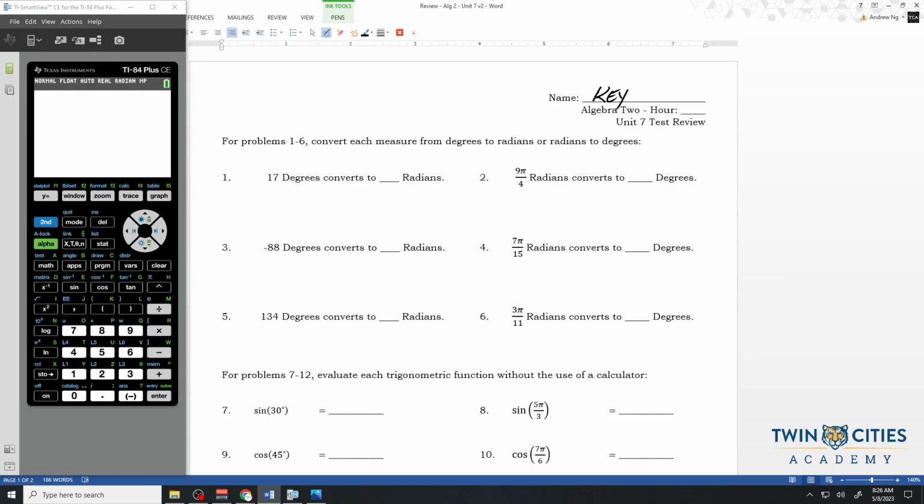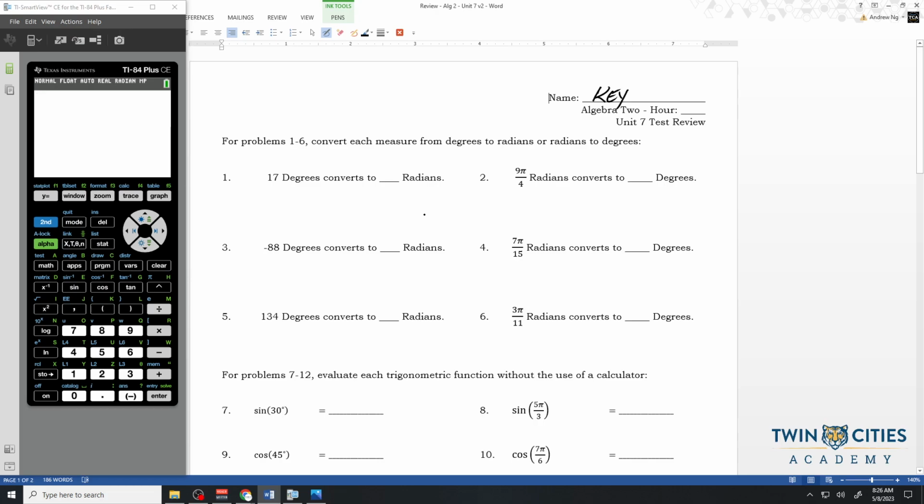In this video, we'll be going over the Unit 7 quiz review. There are 22 questions in total, spread among 4 sections. Let's begin. For this first section, we're going to be converting from degrees to radian measure, or from radian measure to degrees. For the odd problems, 1, 3, and 5, we'll be going from degrees to radians.